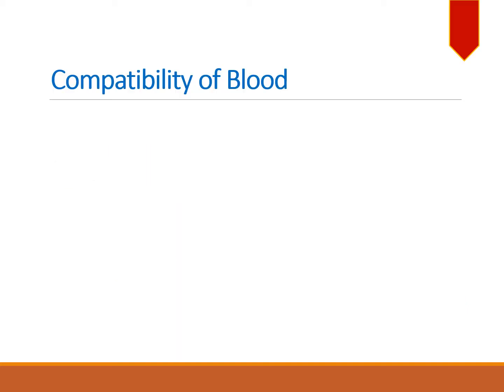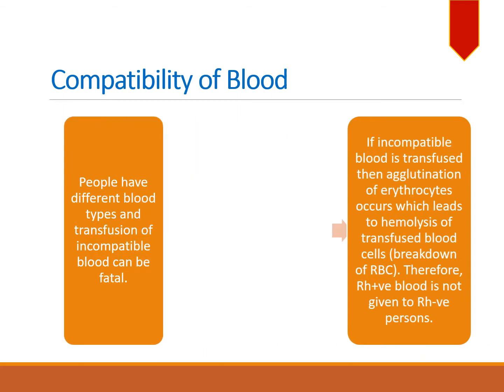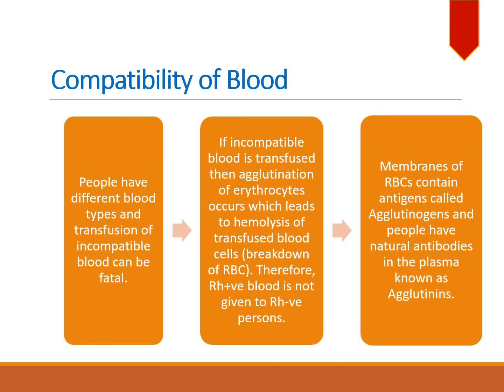Now let us study the compatibility of blood. People have different blood types and transfusion of incompatible blood can be fatal. If incompatible blood is transfused, then agglutination of erythrocytes occurs that leads to hemolysis of transfused blood cells, that is breakdown of RBC. Therefore, Rh positive blood is not given to an Rh negative person. Membranes of RBCs contain antigens called agglutinogens, and people have natural antibodies in the plasma known as agglutinins.